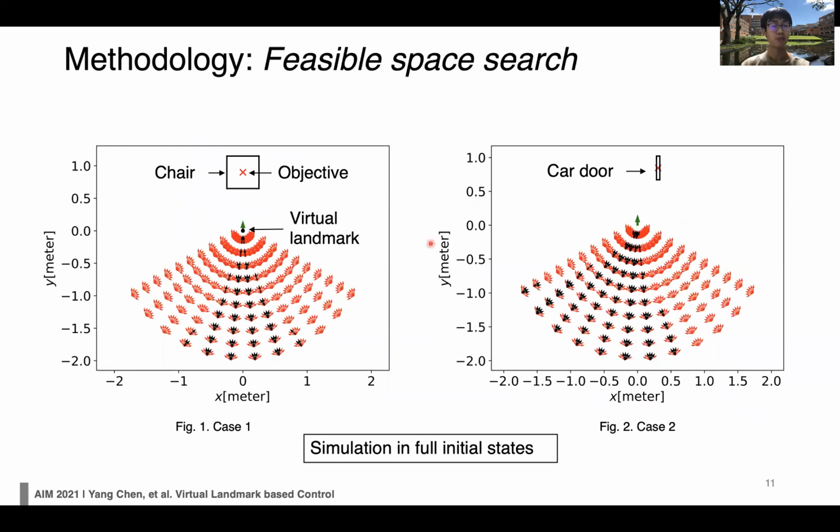So by now we have proved asymptotic stability. However, the global stability has not been proved. Instead, we pursue a feasible space where the local stability could be guaranteed. We did a simulation for different cases. The arrows here represent different initial states of the robot. Then we select the feasible initial states by convergence and no violation of field of view. Here, the black arrows are those that meet the requirements. The red arrows are those that do not.